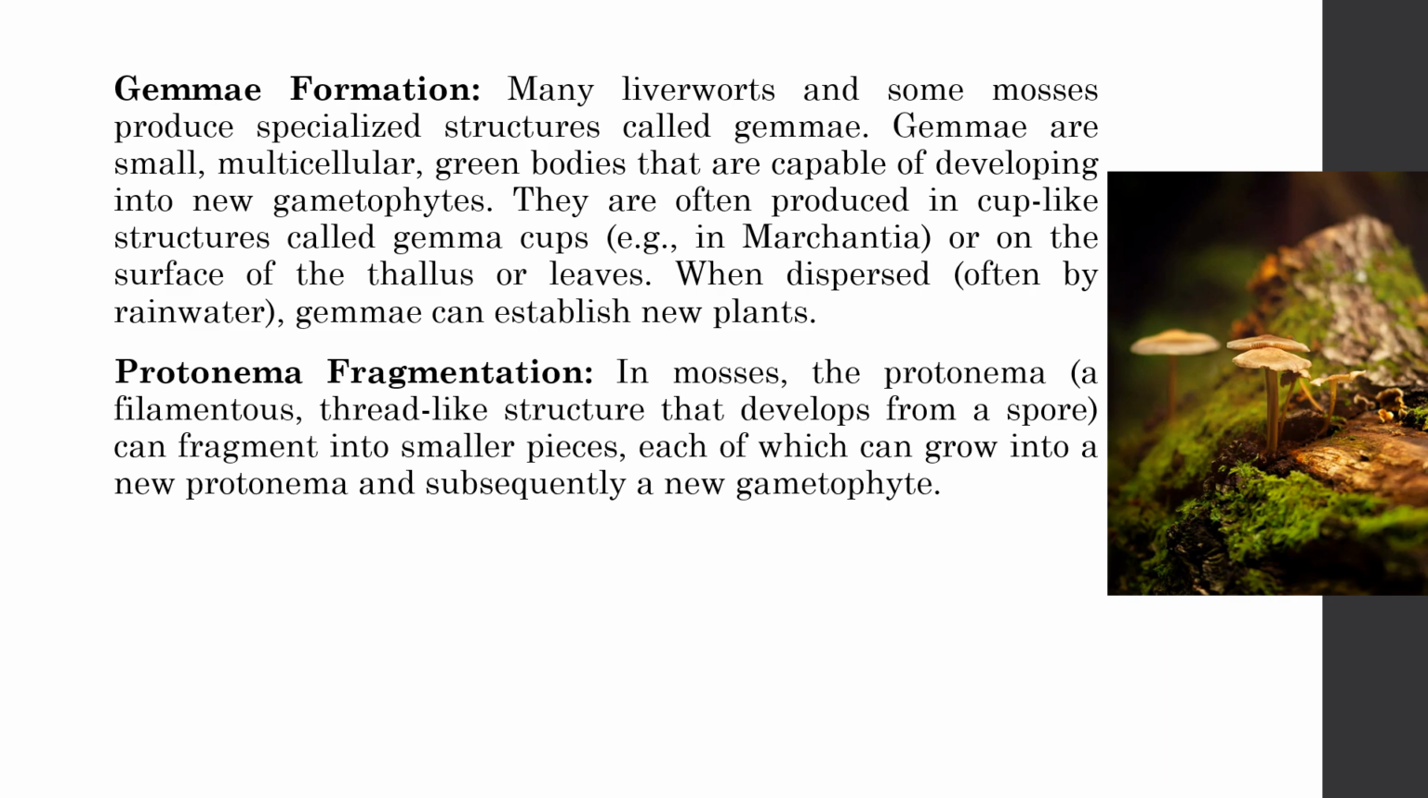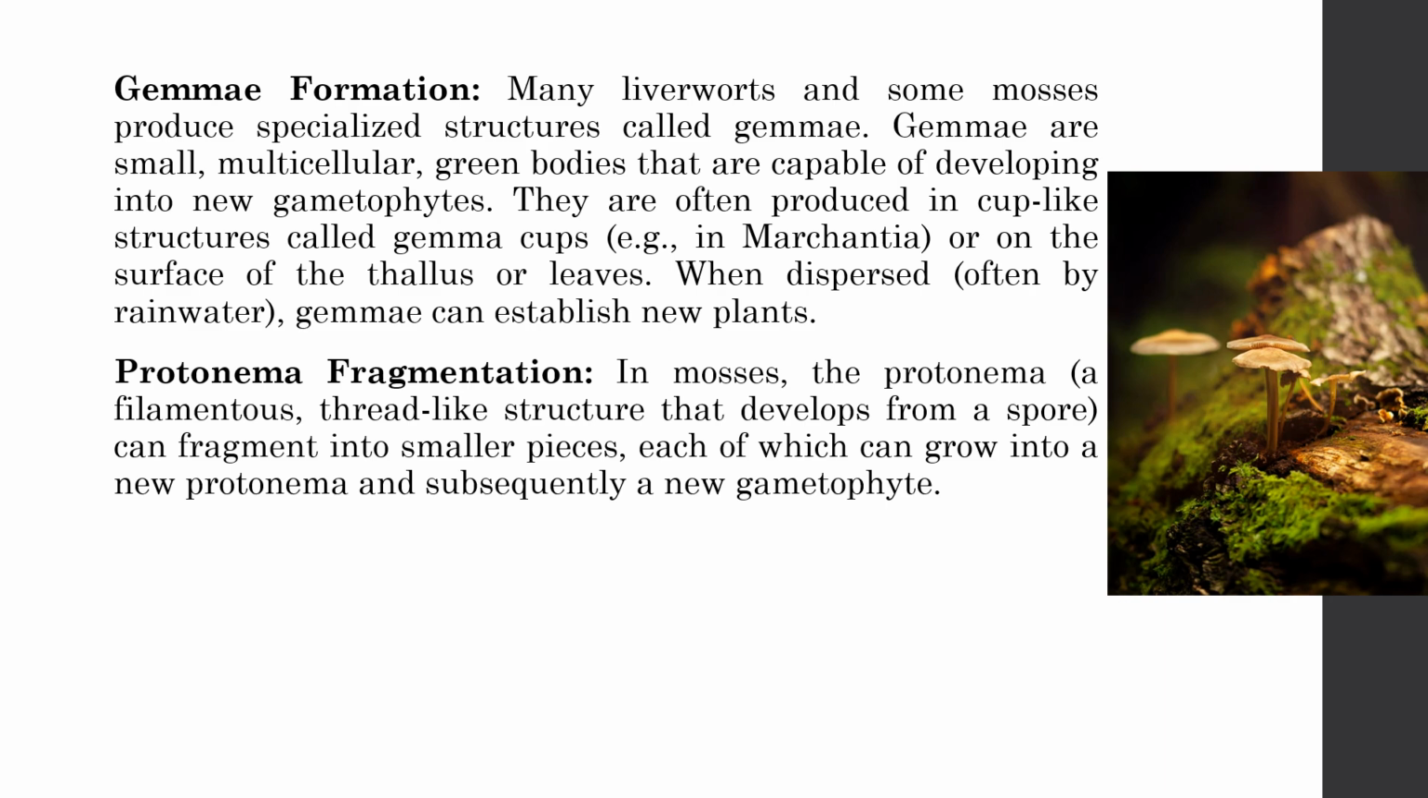For example, these are very much visible in plants like Marchantia on the surface of the thallus. Usually during the period of rain, during the downpour, the water fills up the small pits of the gemma cup, and the gemmae are pushed out of the thallus structure. These gemmae fall on a new environment and grow into a new plant.